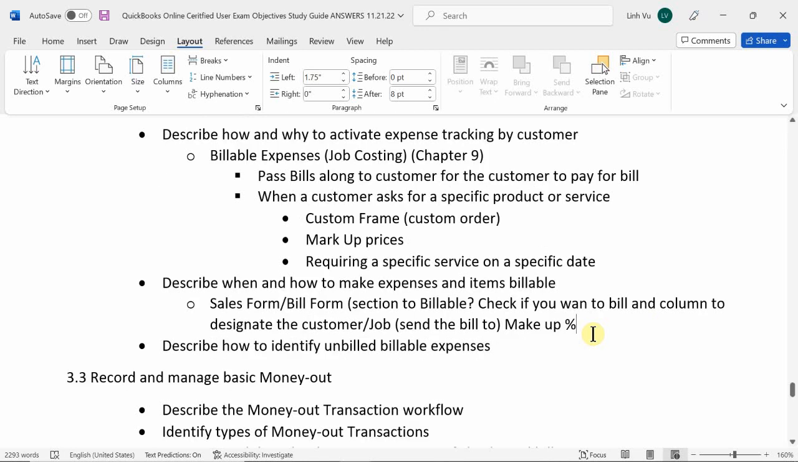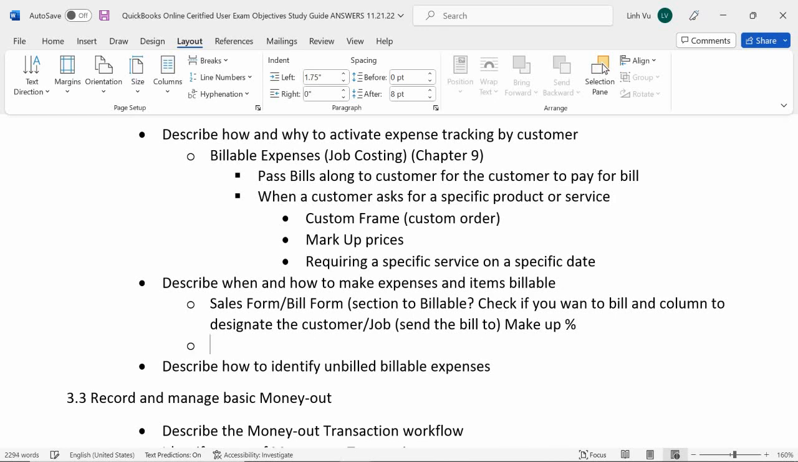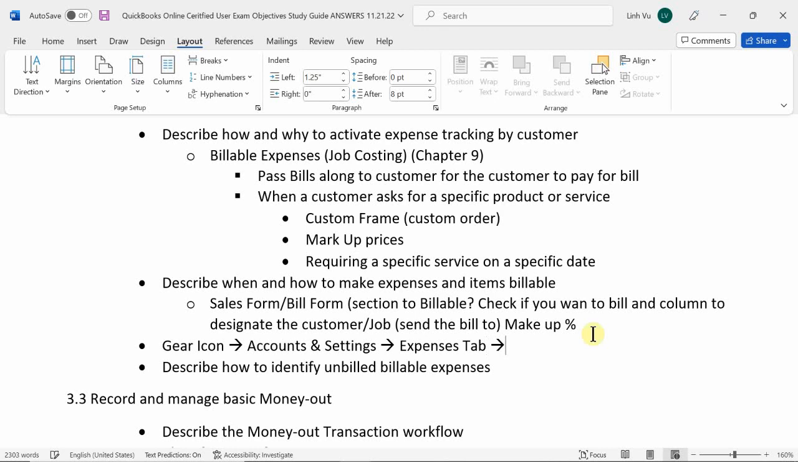Now remember, you need to set those settings up in your gear icon. These are your account settings. You need to go to gear icon, account settings, under expenses tab, and turn on billable expenses. Or else, if you don't ever do that, this section right here in your sales and purchase order forms or bills will not appear if you do not have this turned on.